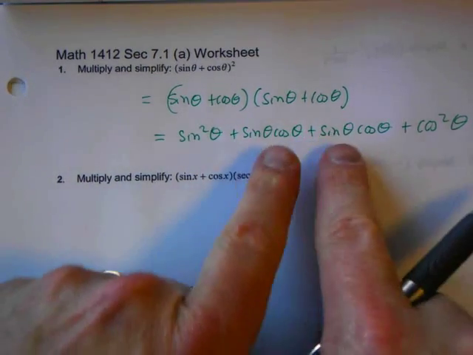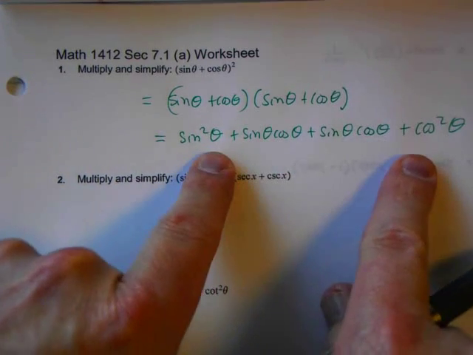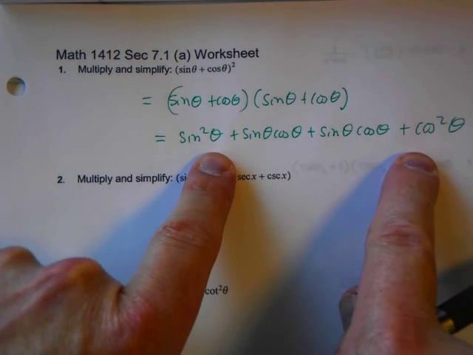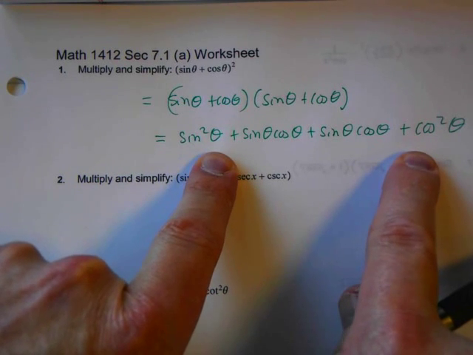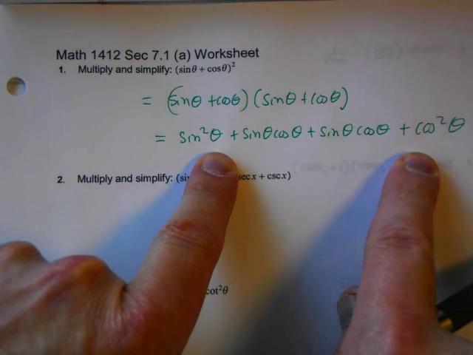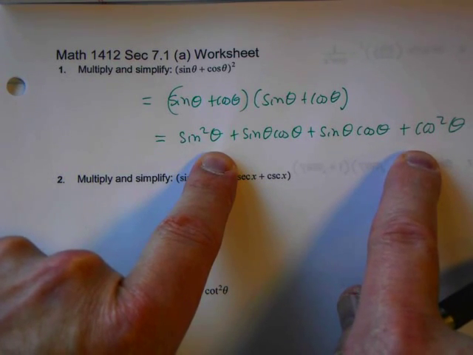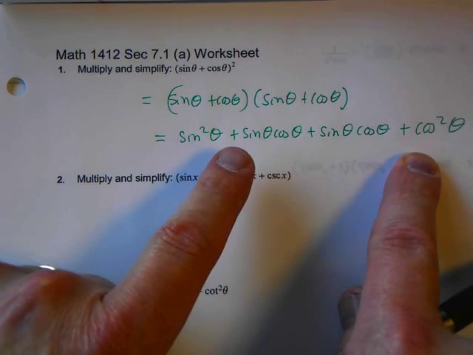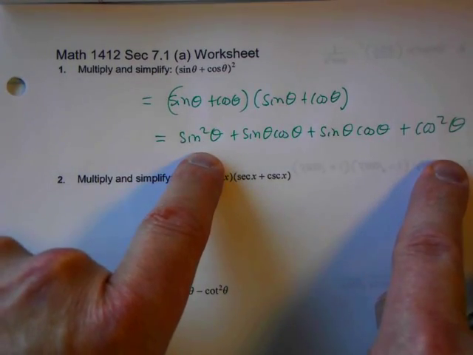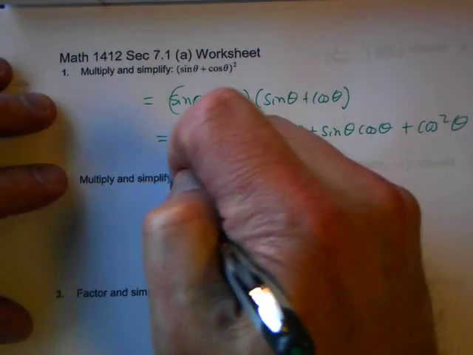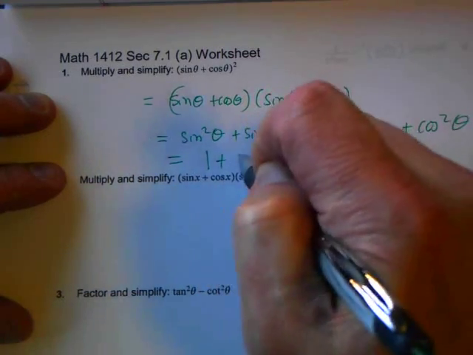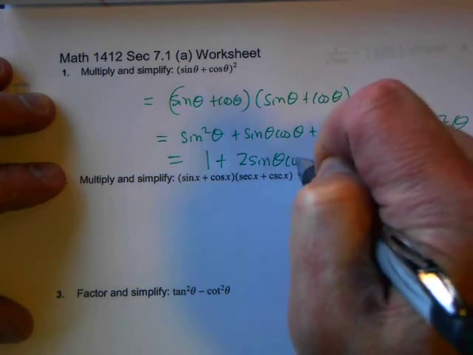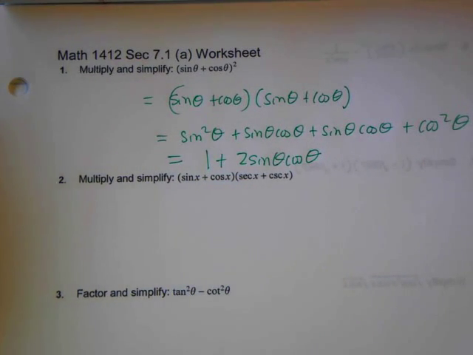Add the two together? Add the middle two together? What about the last two? Why do they equal 1? That's the Pythagorean identity. It's a trig identity, you were right. More specifically, it's called the Pythagorean identity. Sine squared theta plus cosine squared theta is 1. So simplified, we would write our answer as 1 plus 2 sine theta cosine theta. Questions on that one?